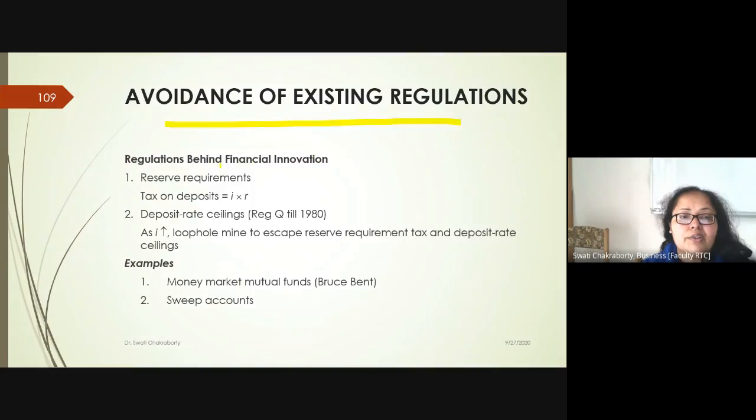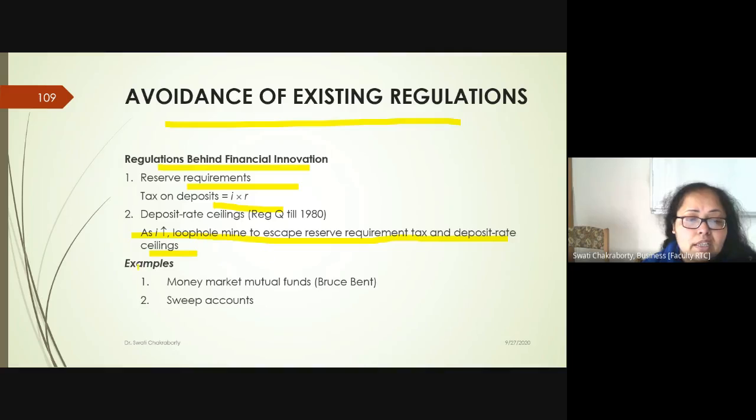Avoidance of existing regulations. Regulations behind financial innovation: one is reserve requirements. It is a tax on deposits, that is the interest rate i times r. As i increases, there is a loophole motive to escape the reserve requirement, where r stands for reserve requirement and i is the interest. So the loophole motive is to escape the reserve requirement tax and deposit rate ceilings. Examples are money market mutual funds and sweep accounts.